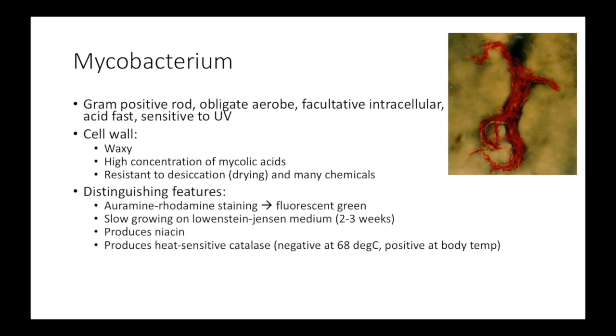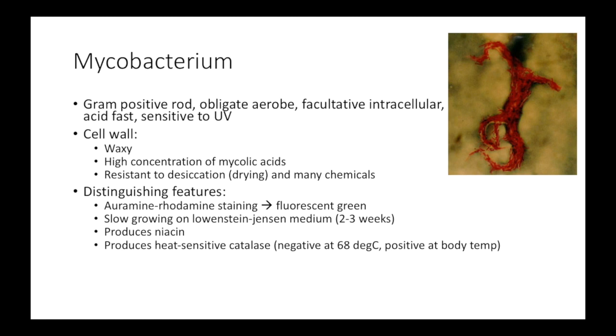Some distinguishing features: on auramine-rhodamine stain, it shows up as fluorescent green. And there is another medium called Lowenstein-Jensen medium, where it can also grow, but this takes about 2 to 3 weeks, some say 3 to 6 weeks even, depending on your activity.